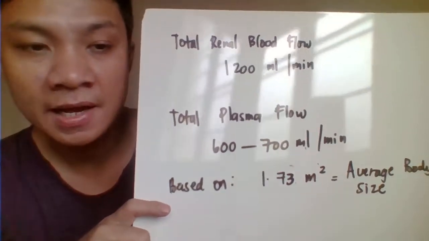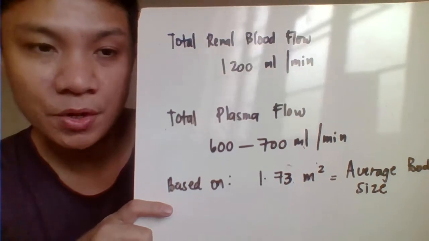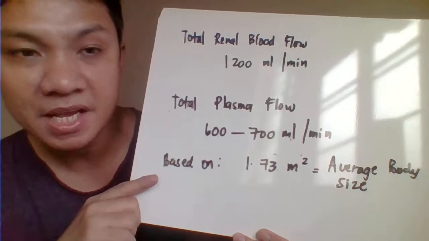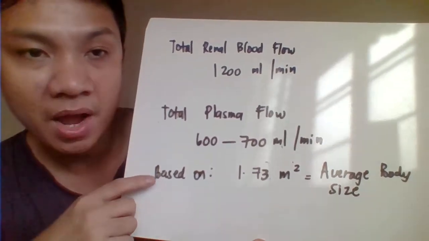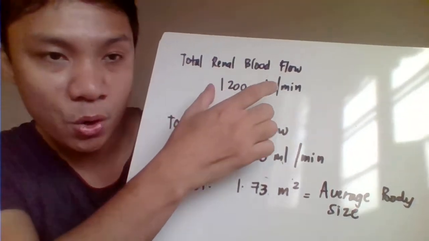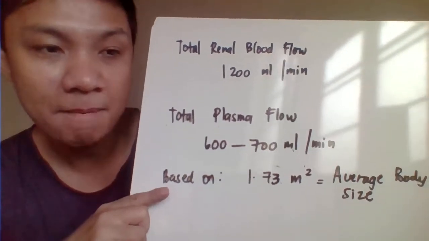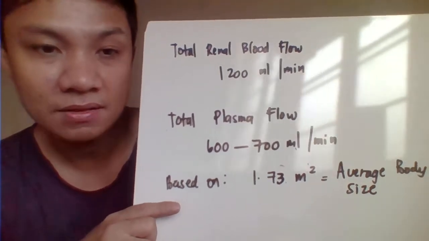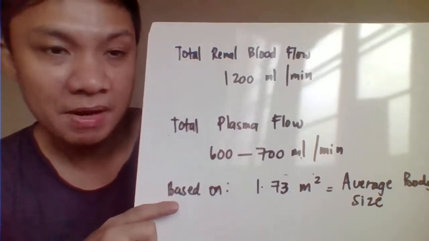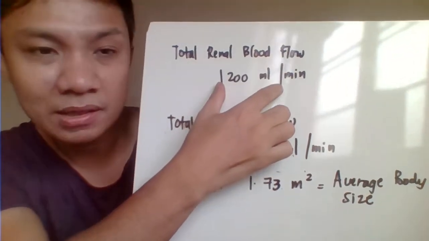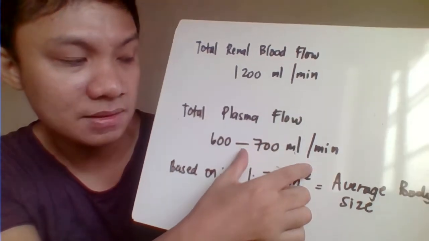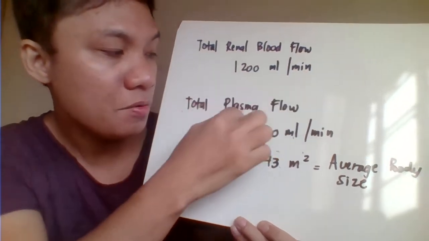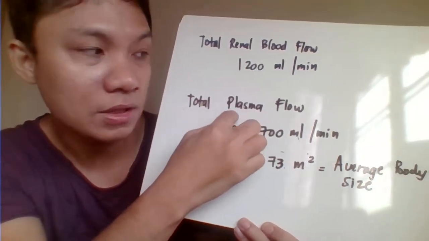Okay, we have here the normal blood flow. So, in an average body size ng patient natin, average body size patient, that's 1.73 meters squared. The total blood flow is 1,200 ml per minute. Whereas, the total plasma flow is only 600 to 700 ml per minute. What do you mean by this 1,200 ml per minute? And what do you mean by 600, 700? So, this is the total blood flow versus your total plasma flow.